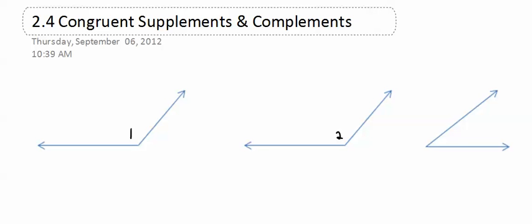2.4 talks about congruent supplements and complements. It then introduces 4 theorems that we'll be using throughout our proofs in the book. Let's say that we have 2 angles.